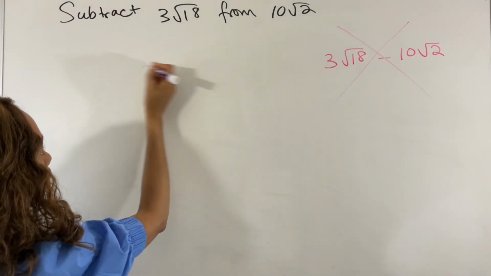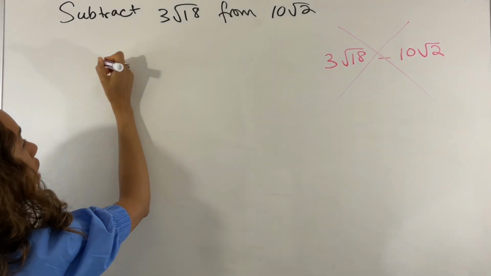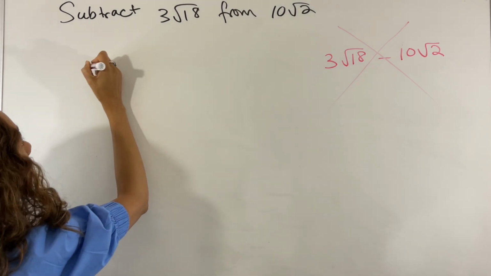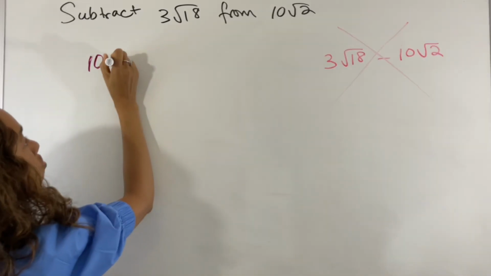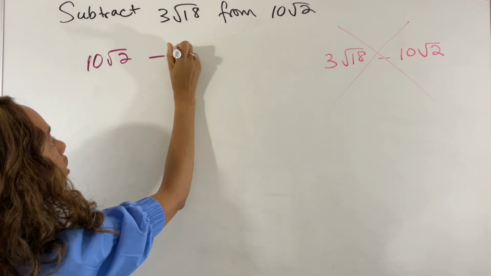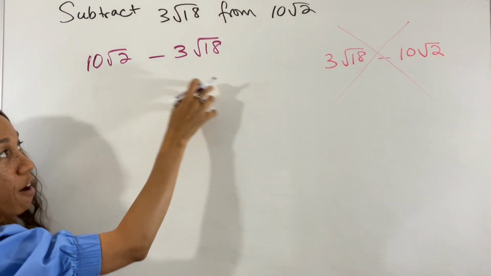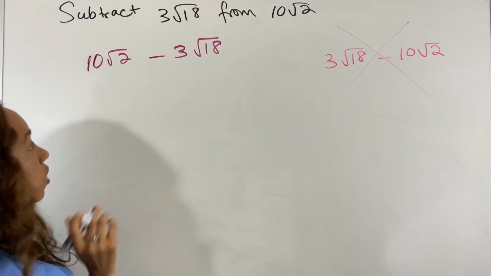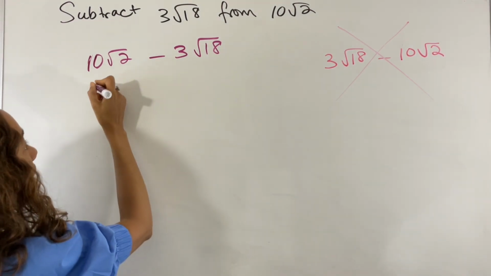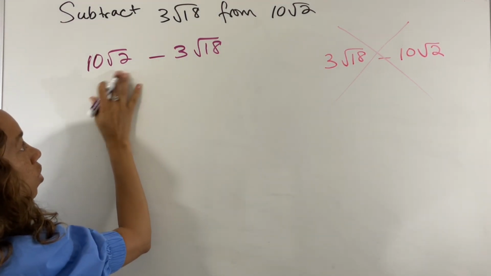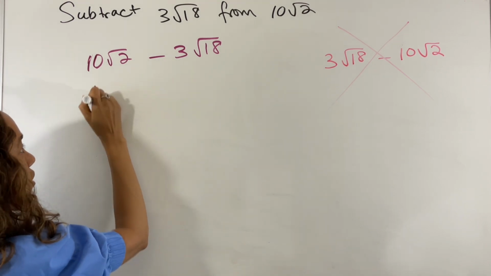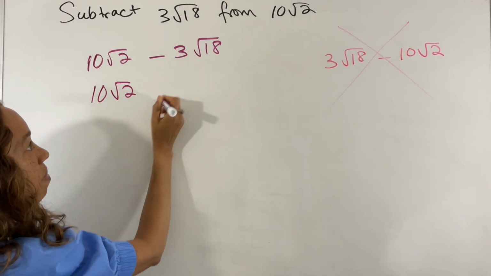You are going to set it up where you have first 10 radical 2 subtract 3 radical 18. This is a proper way of setting up this type of problem, okay? So you have now 10 radical 2. You cannot simplify this any further. It still remains the same.